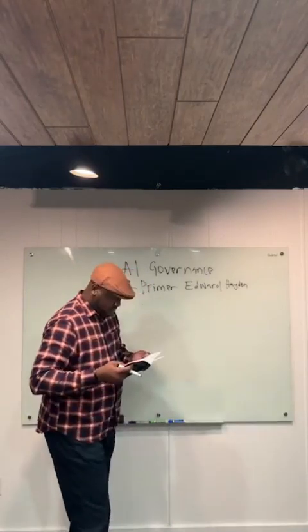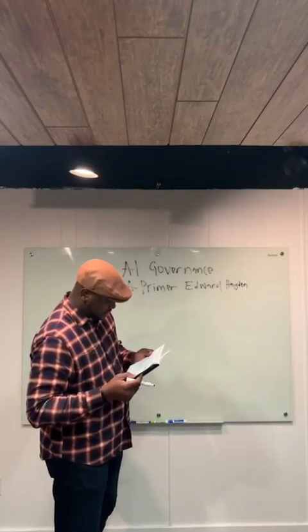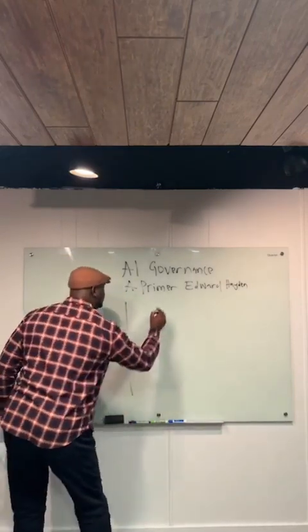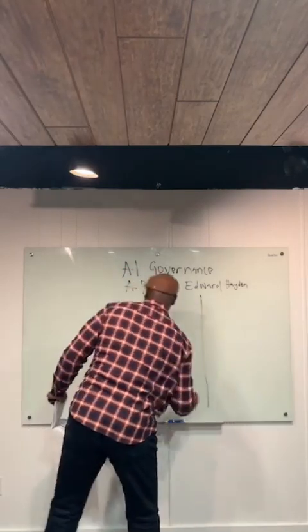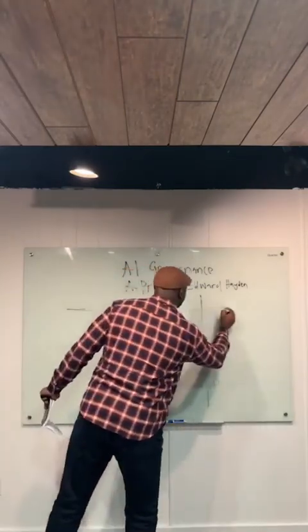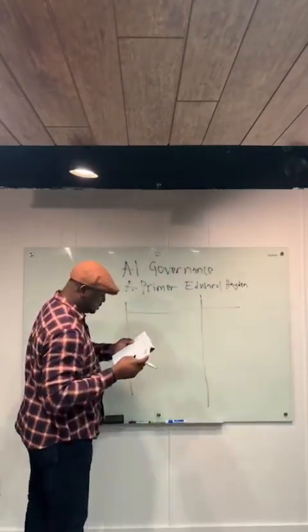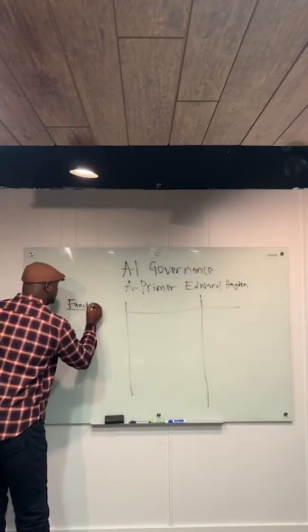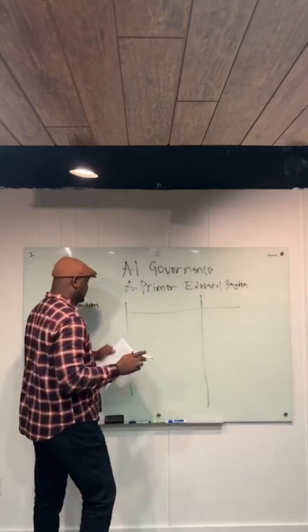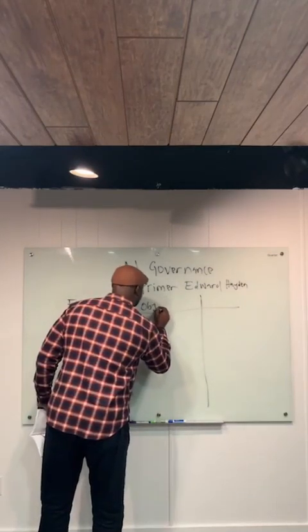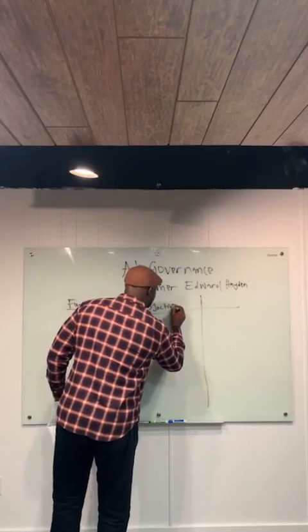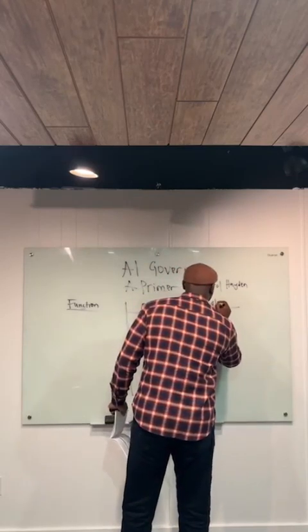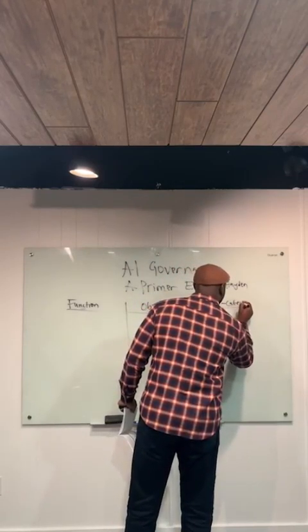We have about how many columns? I think it should be 1, 2, 3. Let's see. Should be something like this. Okay. And the first one is going to be function. And the next one is going to be objective. And the next one is going to be subcategories.